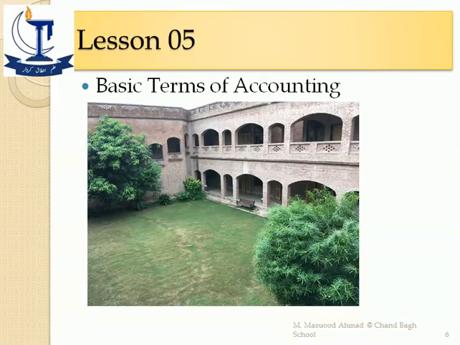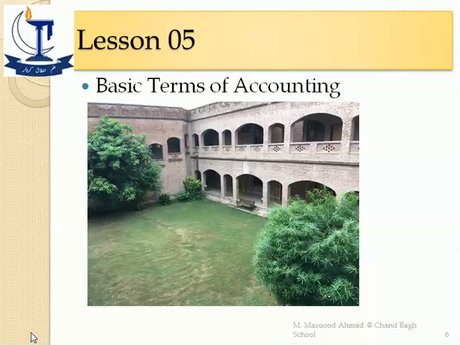Second part of your basic accounting terms topic, that is lesson number 5. So previously we have learned three components, and what are they? They were assets of the business, then expenses and income. So in this lesson we will discuss the rest of the two heads of account, and what are they? They are liabilities and equity.